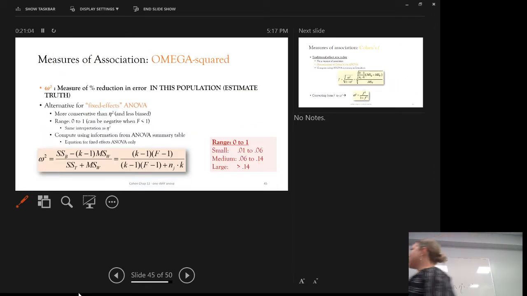Okay. So I said omega squared is better. What do you think about that formula? Those formulas are bigger, they're harder to memorize, and software doesn't automatically do it. What do you notice about these cutoffs? They're the same. They're roughly the same. Because it's the same thing. It's just more conservative, less biased than the eta squared. So it really ought to be used, but people usually don't do it.